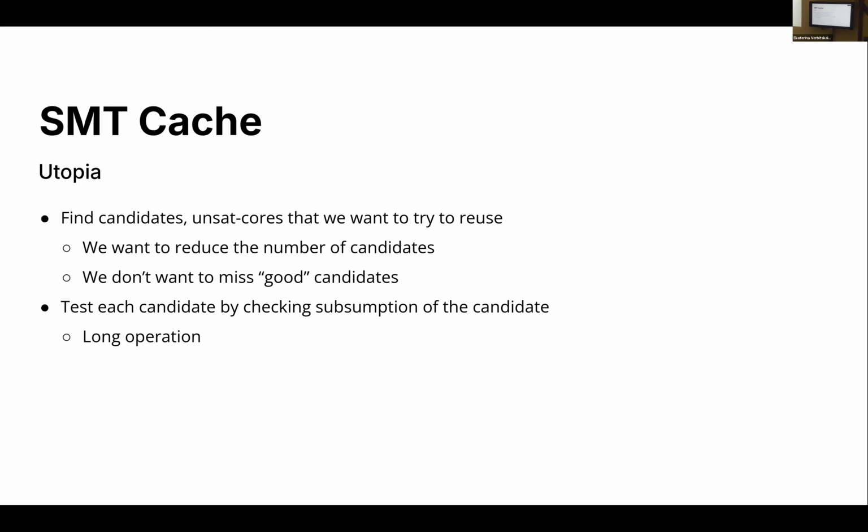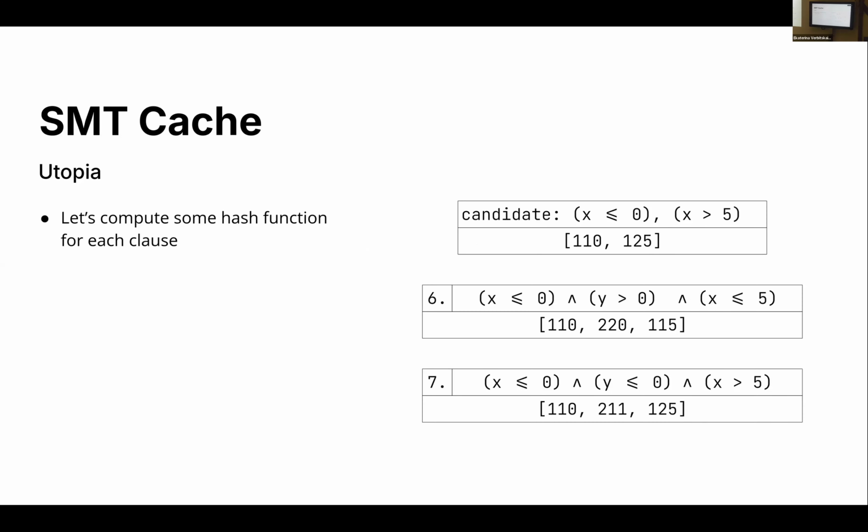And how can it be achieved? Utopia suggests using hash functions to try to reduce the number of candidates. So the first step is to compute a hash function for each clause of the candidate and the formula. At this point, we can try to check the subsumption using only hashes, but it's also quite a long operation. And what else can we do?